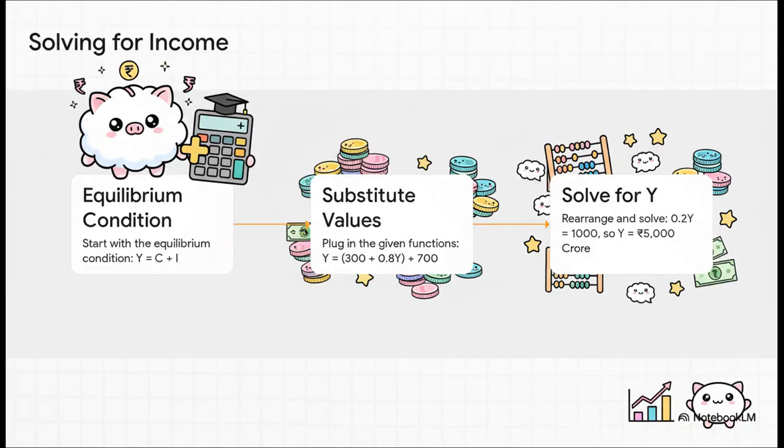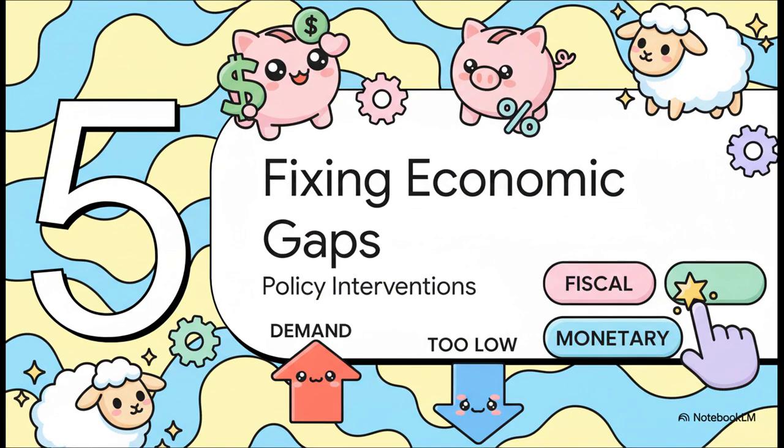And here's the breakdown. First, we start with our main rule. At equilibrium, income, Y, equals consumption, C, plus investment, I. Next, we just plug in the numbers they gave us in the question. A little bit of easy algebra later, and boom, we've got our answer. The equilibrium income is 5,000 crore. See? Not so bad.